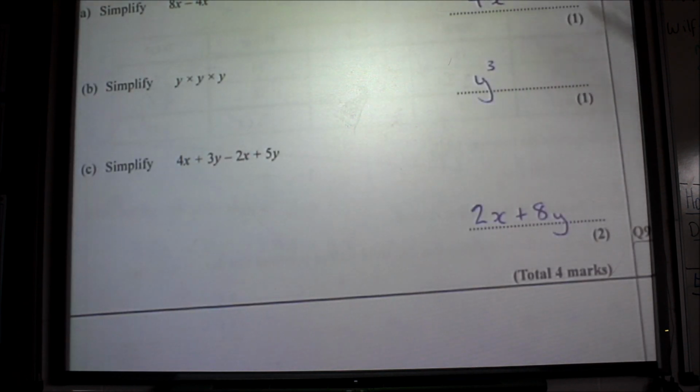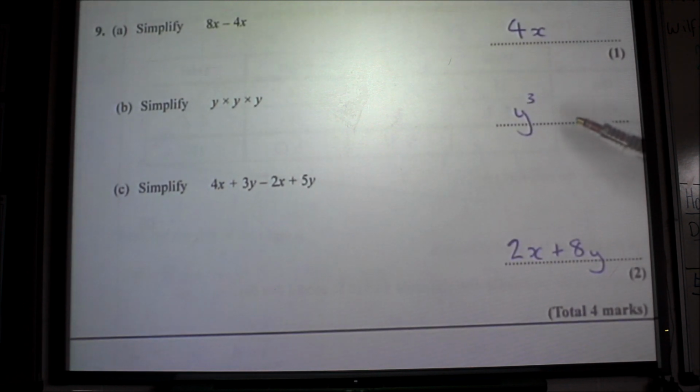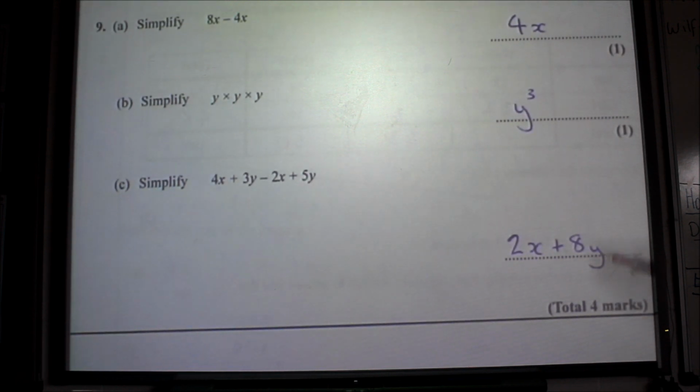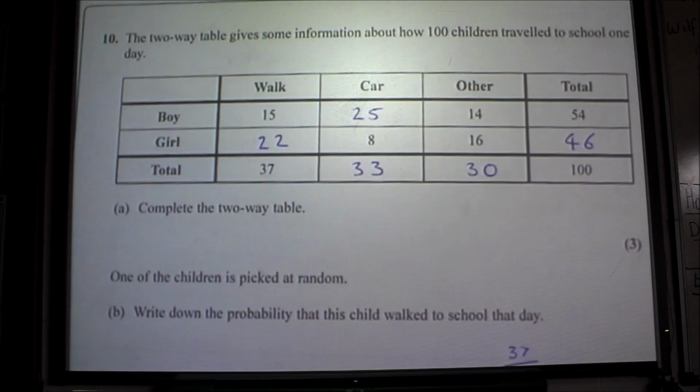Question number 9. Simplify. 8x take away 4x just leaves you with 4x. y times y times y is y to the power 3, and if you add your x's and your y's up here, you should get 2x add y. Question 10. Fill in the two-way table.